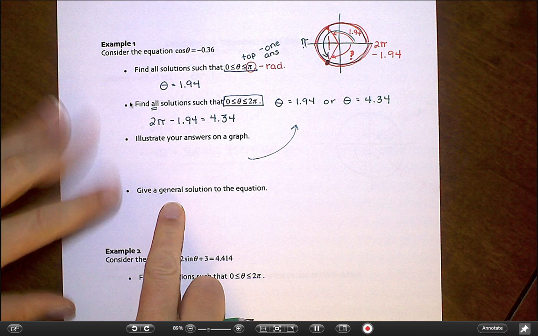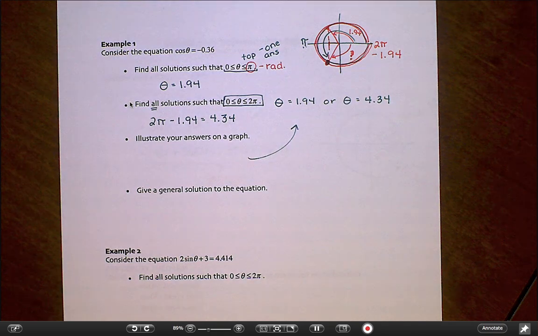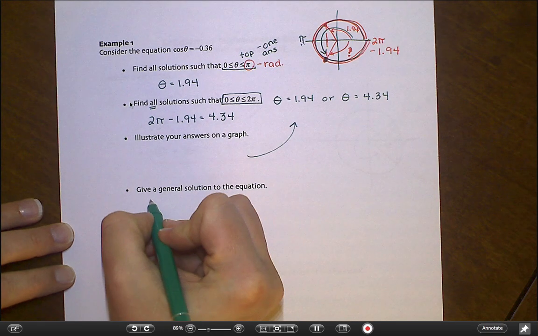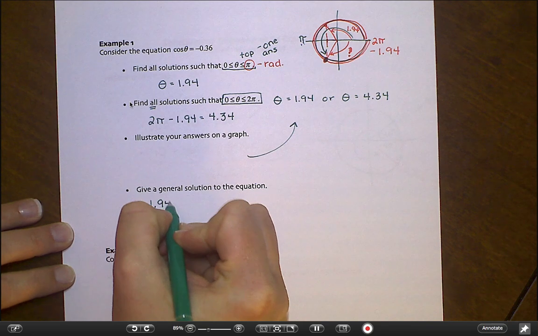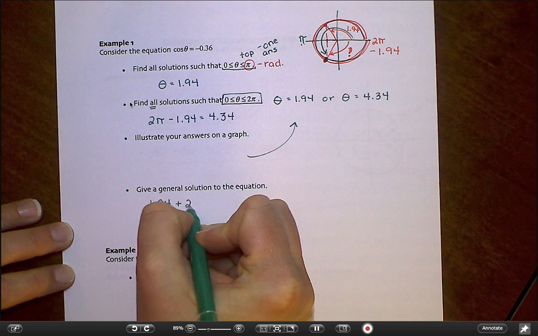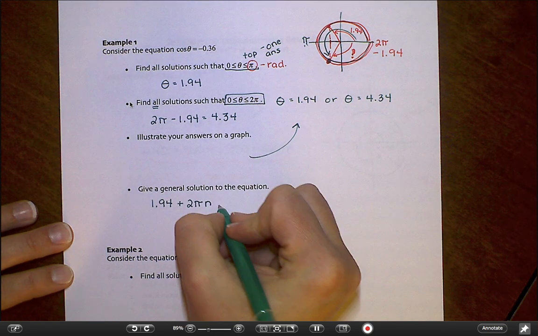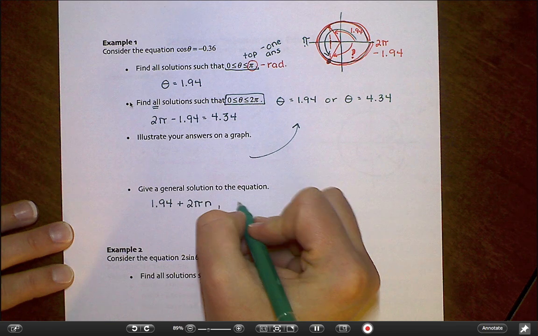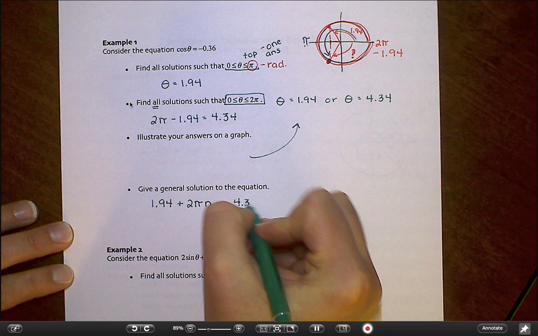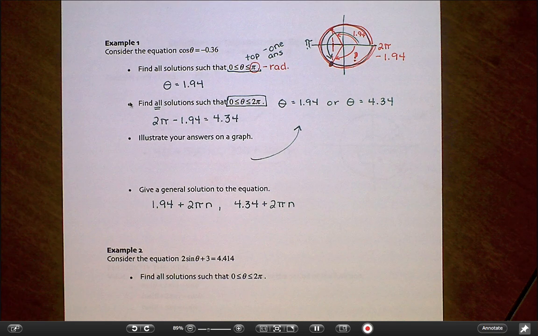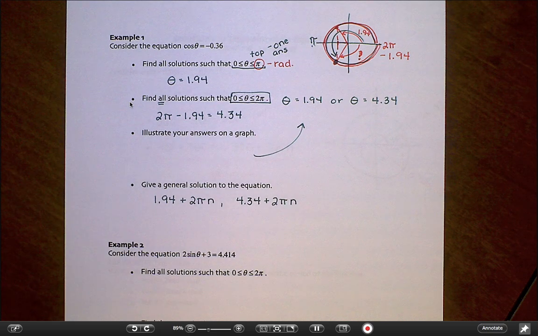And then general solution. The general solution is really the easiest part. For the general solution, all I'm going to do is take my two answers and show that I could go around again and again and again. And so I'm going to say 1.94 plus 2 pi n and then 4.34 plus 2 pi n. Okay, that's my general solution. General solution, you just tack this onto your answer and leave it alone.